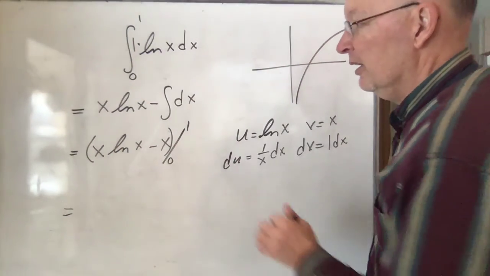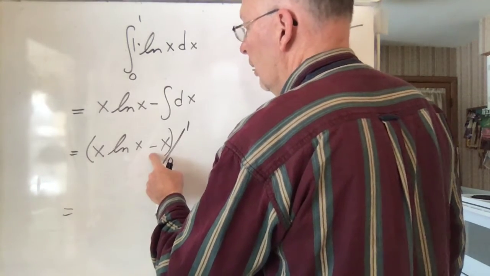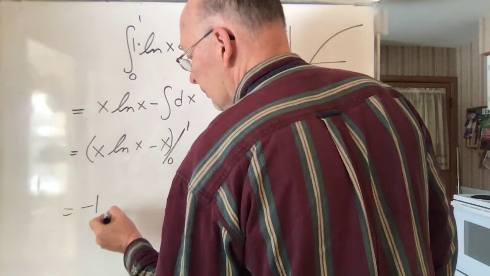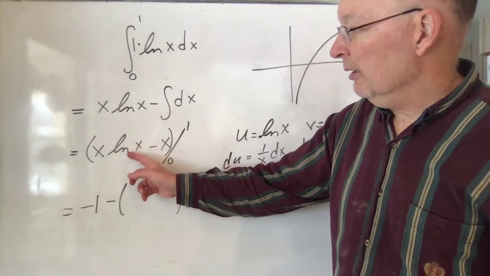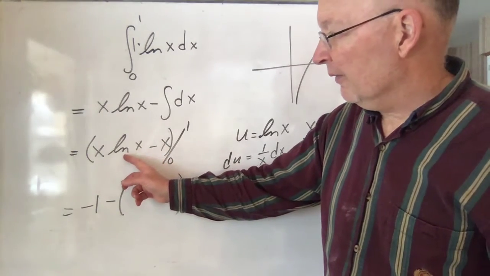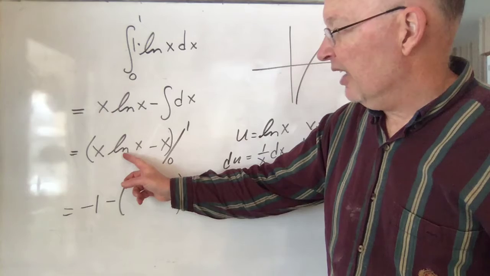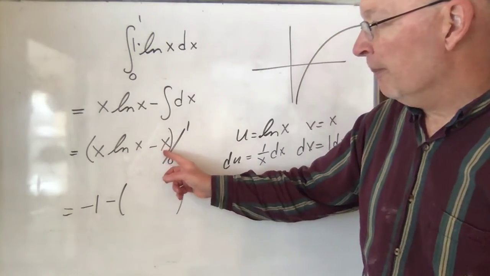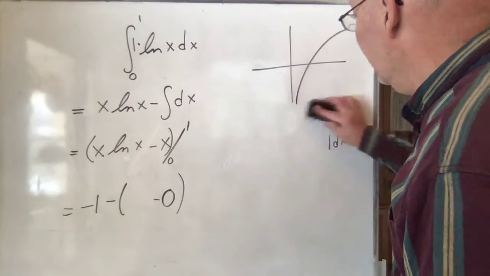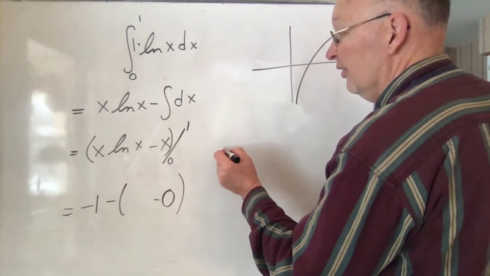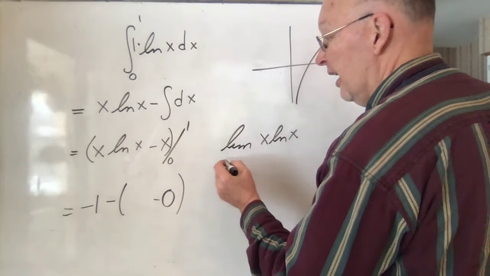So what happens when you stick a 1 in here? 1 times the ln of 1. The ln of 1 is 0, so that's going to be 0 minus 1, so it's going to be minus 1. Now subtract what happens when you put in 0. So you put in 0 here, and notice what you're going to have. You're going to have this thing times the ln of x as x goes to 0, and then you're going to get minus 0 here. Well, minus 0 there is no problem, but how do I go about evaluating the limit of x ln of x as x goes to 0?